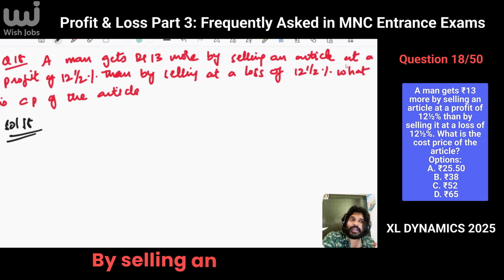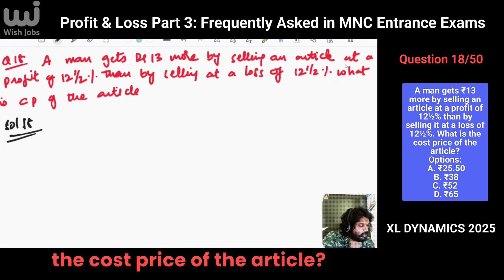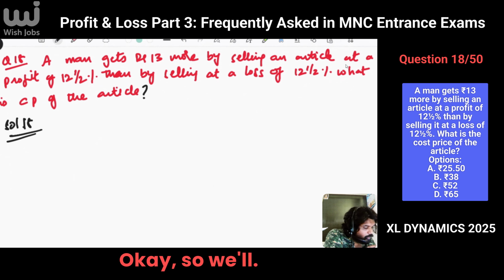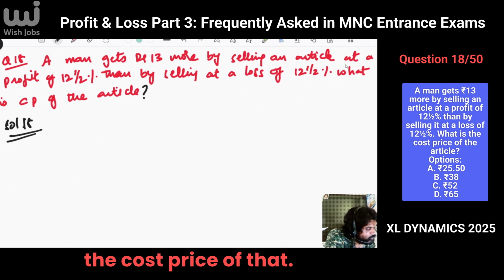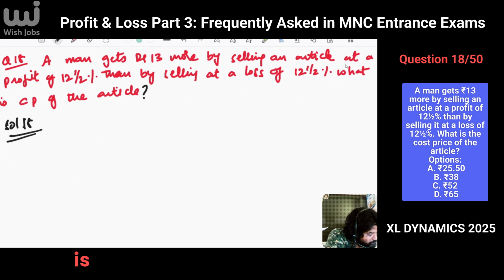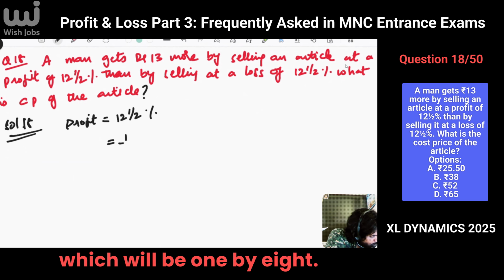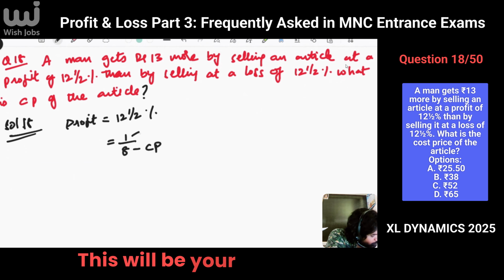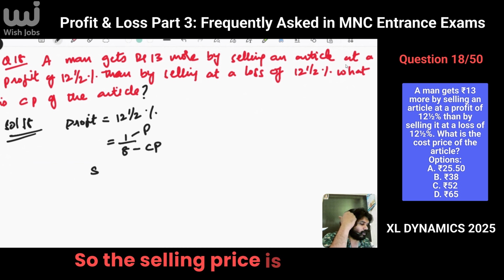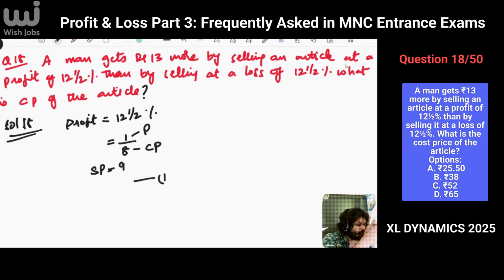13 more by selling an article at a profit of 12.5% than by selling at a loss of 12.5%. What is the cost price of the article? Okay, so we'll find out what is the cost price of the article. So the statement here is profit is 12.5%. Convert that into fraction, which will be 1 by 8. This will be your cost price, this will be your profit. So the selling price is 9. This is the first equation.